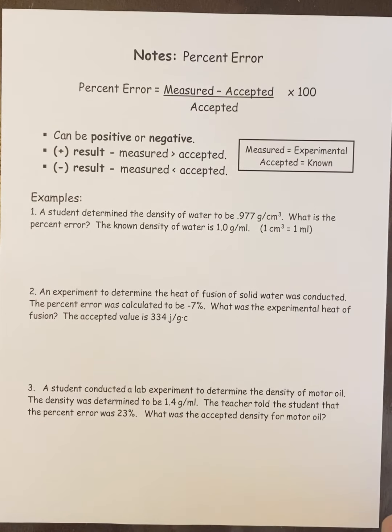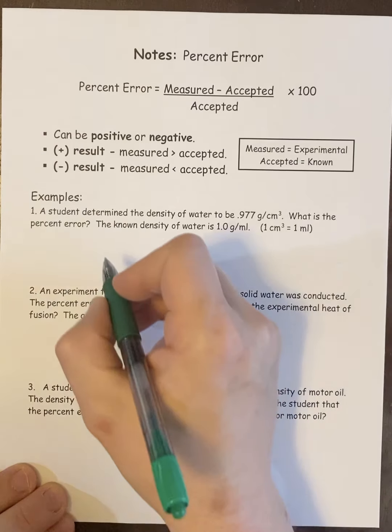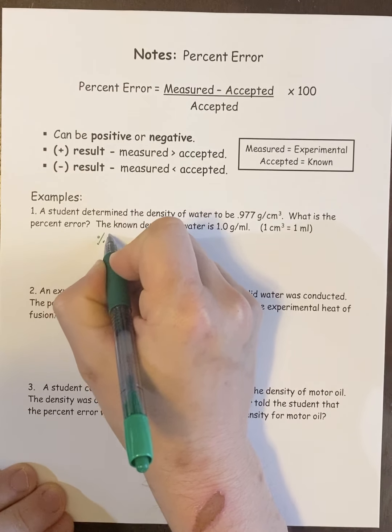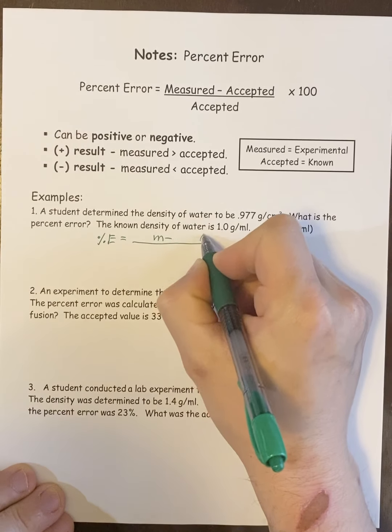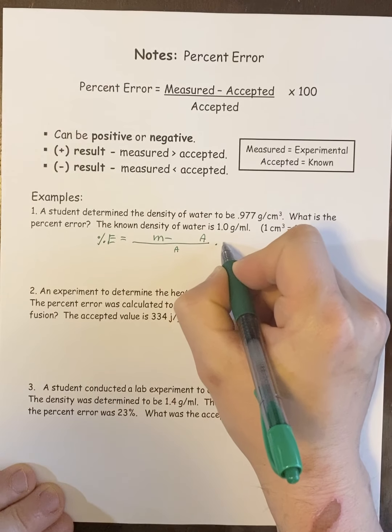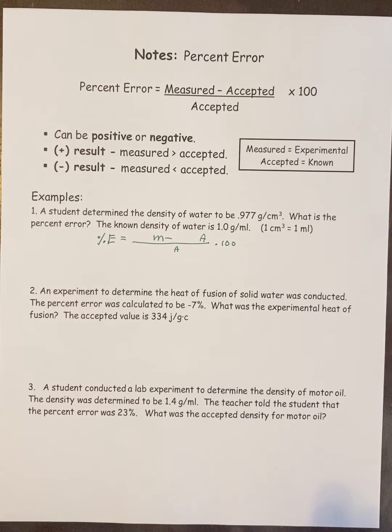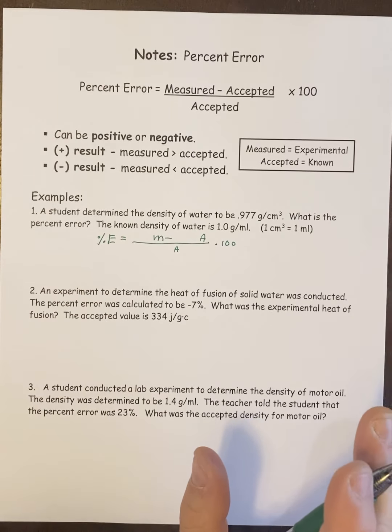Just like in our density formula, we are going to write a skeleton out. I like to do it like this. Percent error equals m minus a over a times 100. That way, I don't confuse the m and the a, the measured and the accepted.